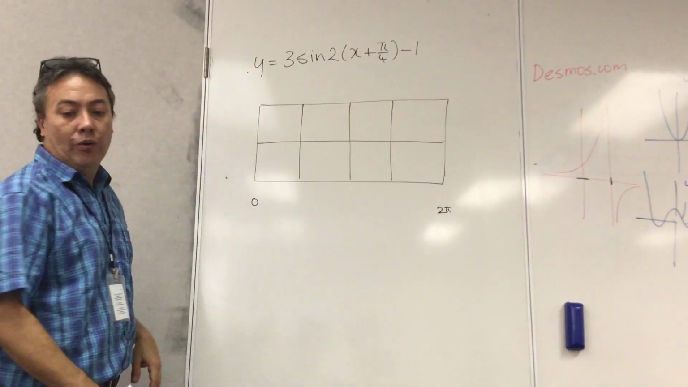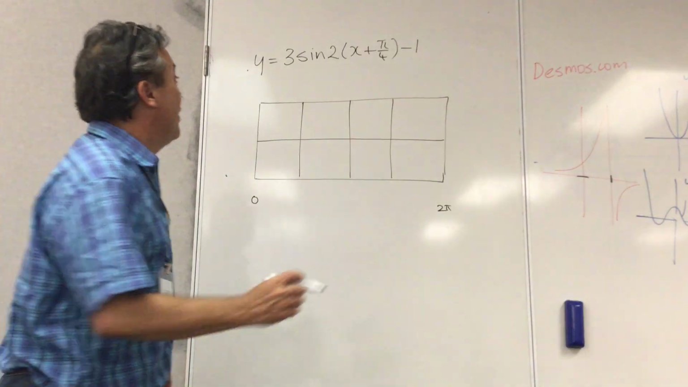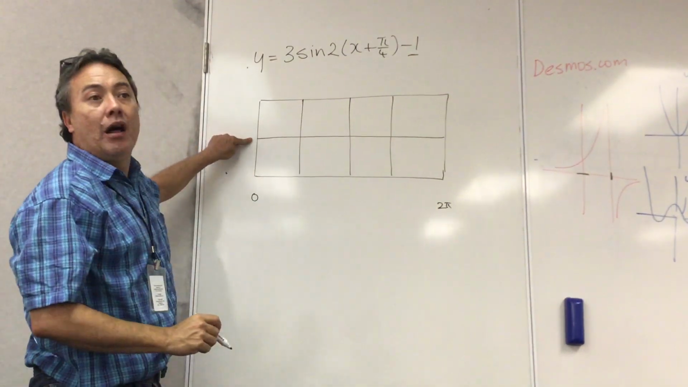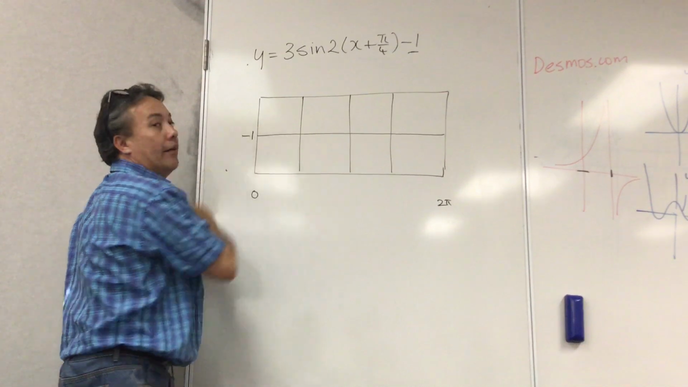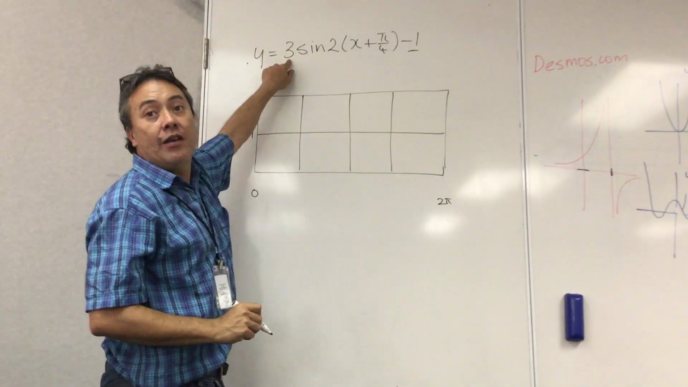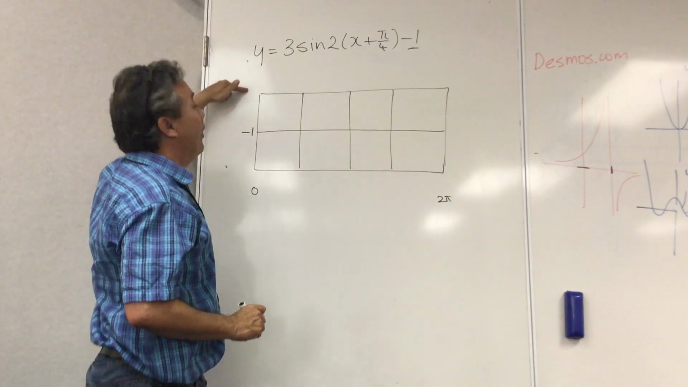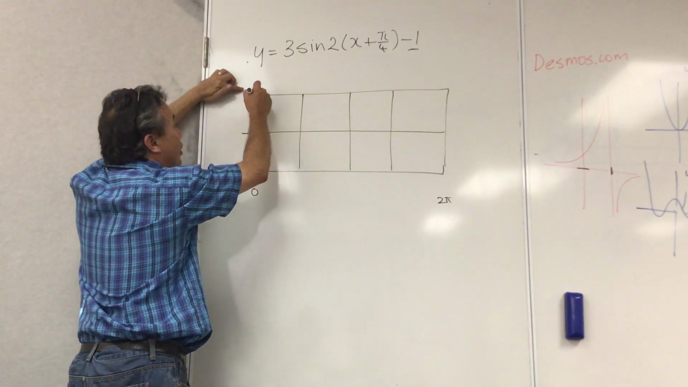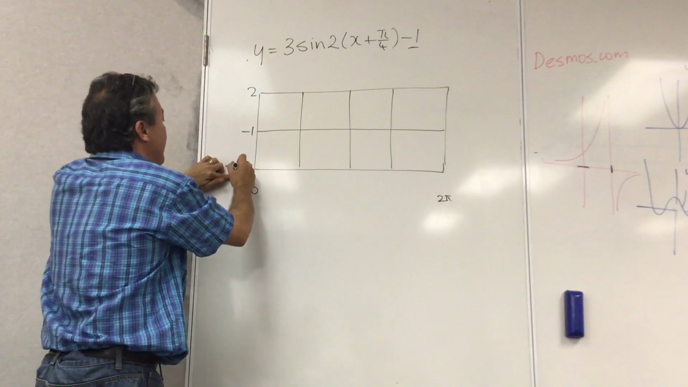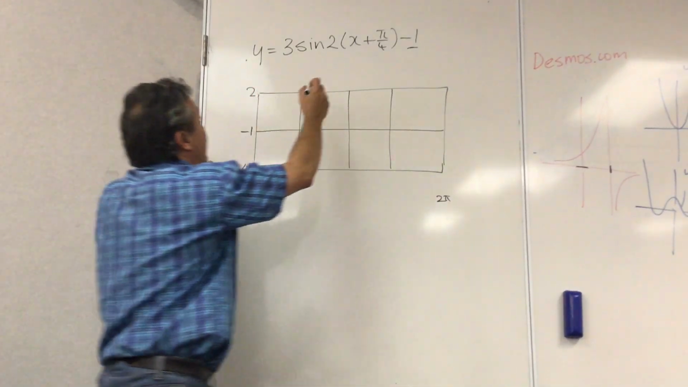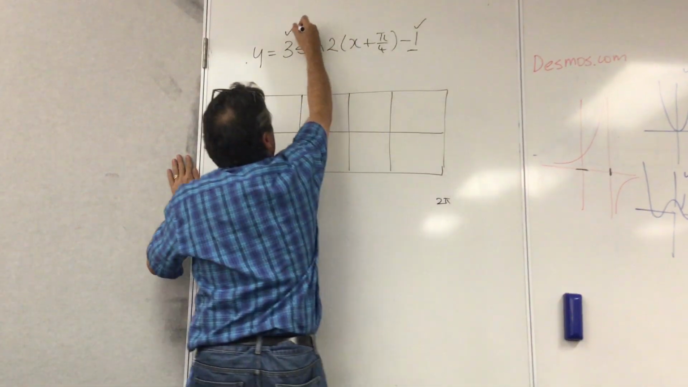Okay, so what do I do? Well, the first one is this one, minus 1. This middle line is now minus 1. And then the second one is this one, the first number. 3, it goes 3 up, so this is 2. And 3 down, making this minus 4. Is that okay? Yes. Right, so this one done, and this one done.